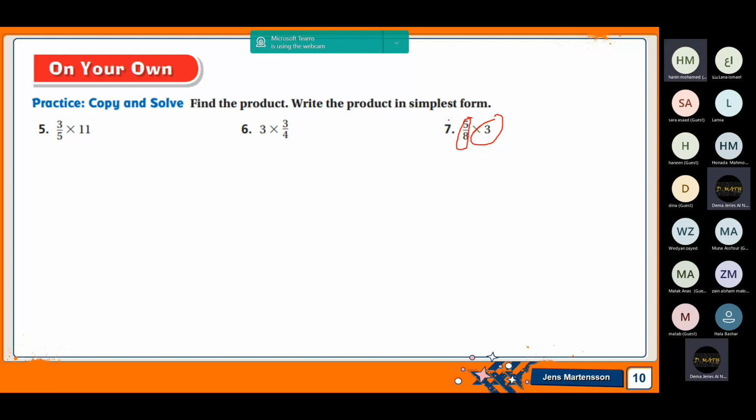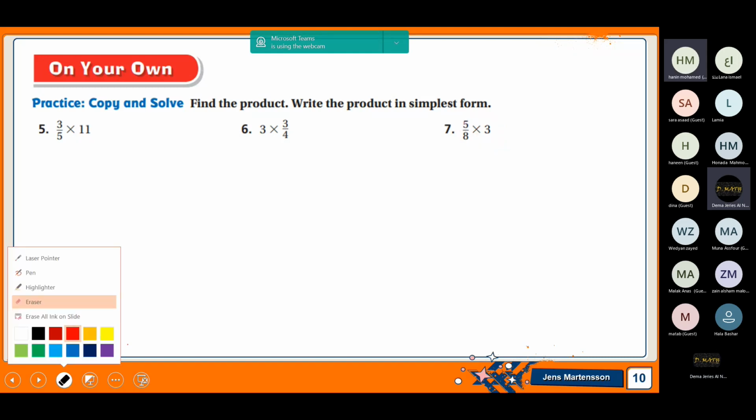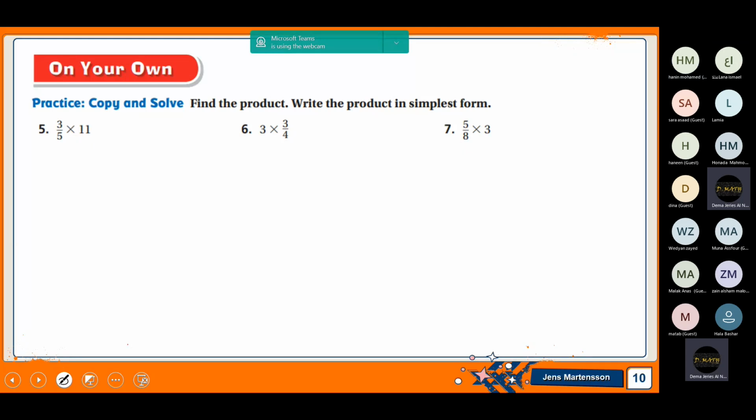Horia, I want you to answer now. Here, is 3 a whole or a fraction? Whole. 5 over 8, is it a fraction or whole? Miss, 3 is a whole. 5 over 8 is a fraction. Okay. You're doing number 7, true?